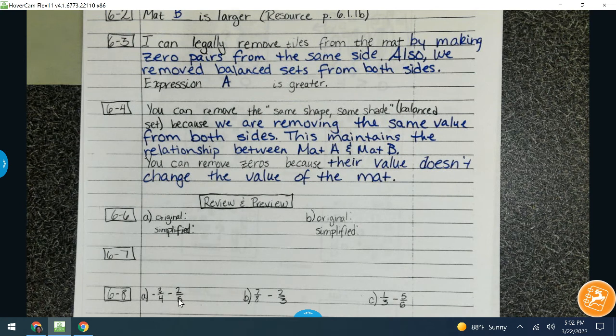Because their value is 0, it doesn't change it, just like we did with the integer tiles, where we were adding integer tiles. We were adding zeros to be able to have enough to take away. Same thing here, we're removing those zero pairs. It doesn't change that value.